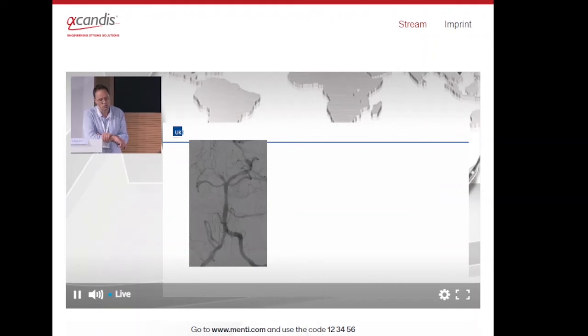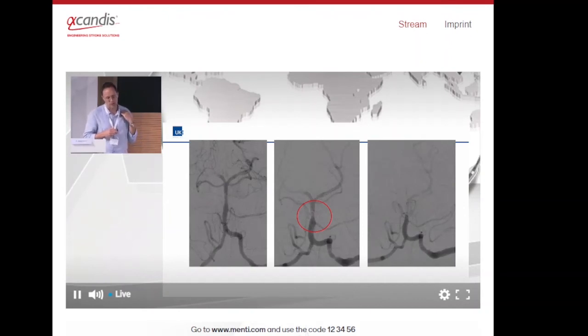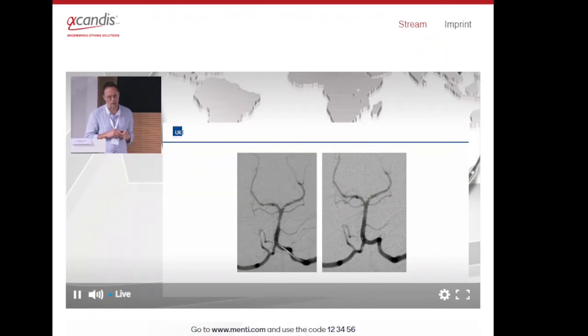Then we did one retrieval attempt, and like progressive weighting over time, you see that at the site of the occlusion, we get slow re-occlusion. In the end, I believe it was after 10 minutes or something, we have occlusion again, maybe something like a tapered vessel. I don't know. So we went in and put in the Solitaire again, now really thinking we have a dissection at this place.